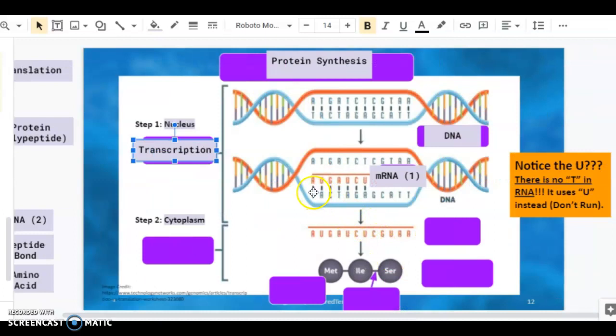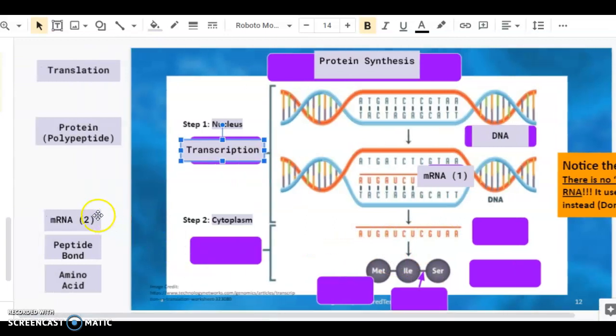It makes that transcript by base pairing. Don't forget, there is no T in RNA. One way to remember that is don't run. So if you've got the R in A, there is no T. It's going to use a U instead. The RNA then leaves the nucleus and moves to the cytoplasm, which you can see shown here. This is the same RNA that was made in transcription.